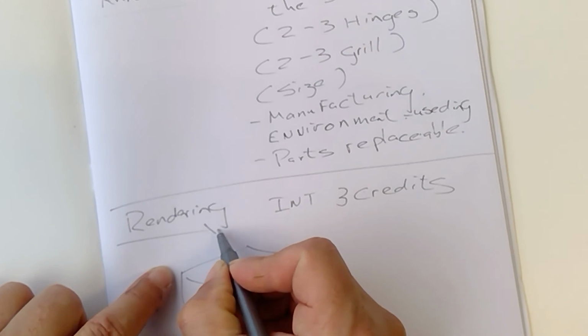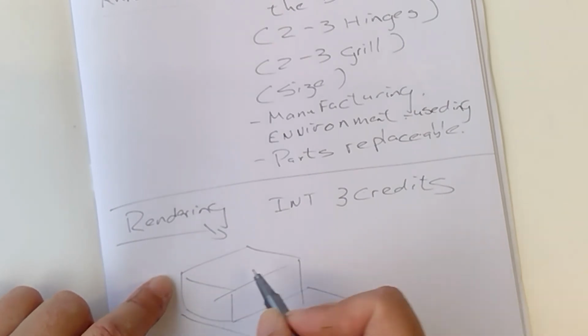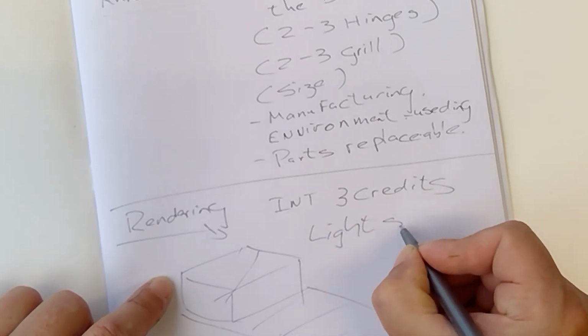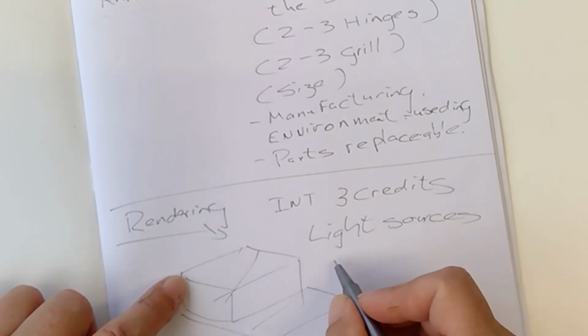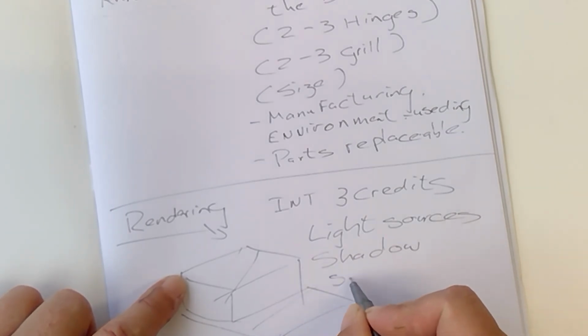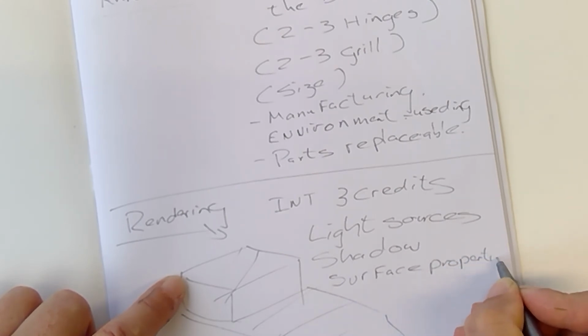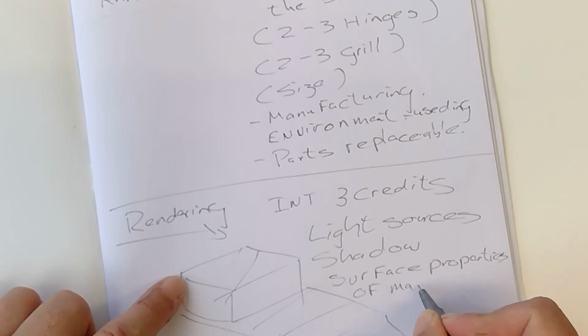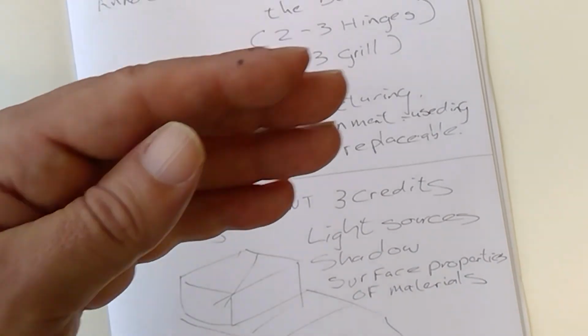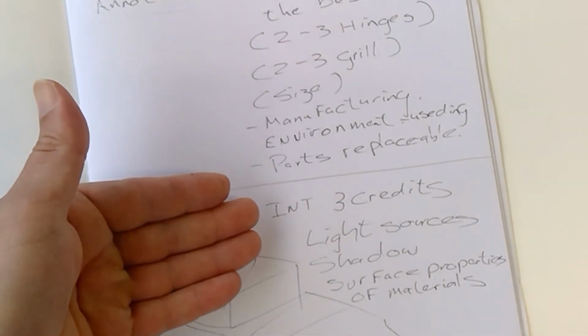Now, if you've got a light source, you show your shadow, and you've got surface properties of materials, so say it's got a reflection there. So light source and shadow. And I want you guys to start practicing this in your concepts and development. And surface properties. If you do that to a good standard, level 1, curriculum level 6, you can get 3 credits.